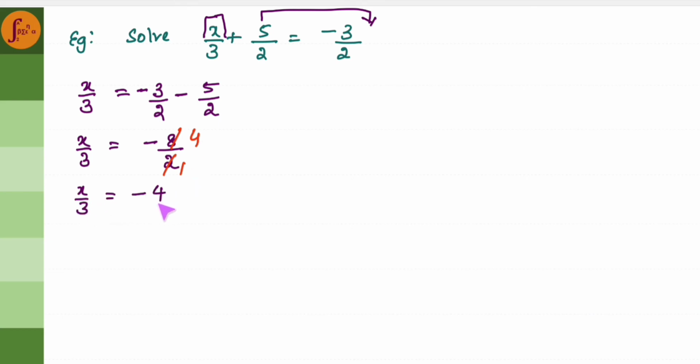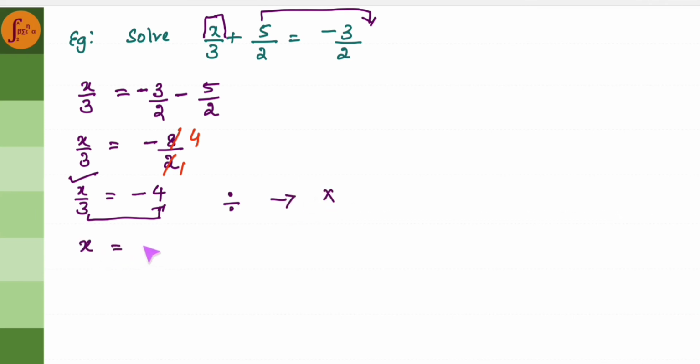4 by 1 is nothing but 4. Now we want only x. This 3 we'll have to push it. Now we'll have to shift this. This is in the denominator and it is in division, right? There is division here and 3 is in the denominator. So when you shift this, this division is going to become multiplication.